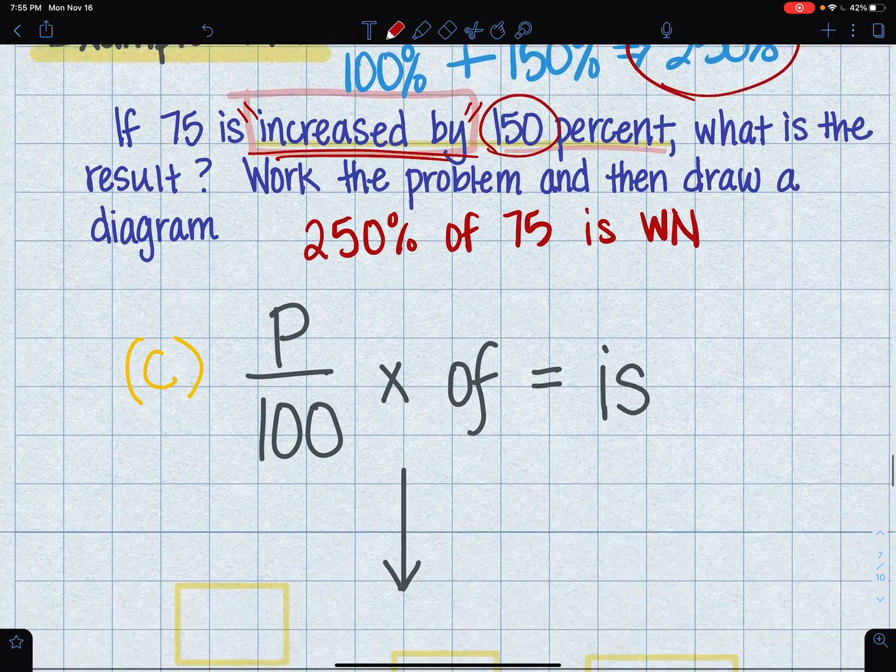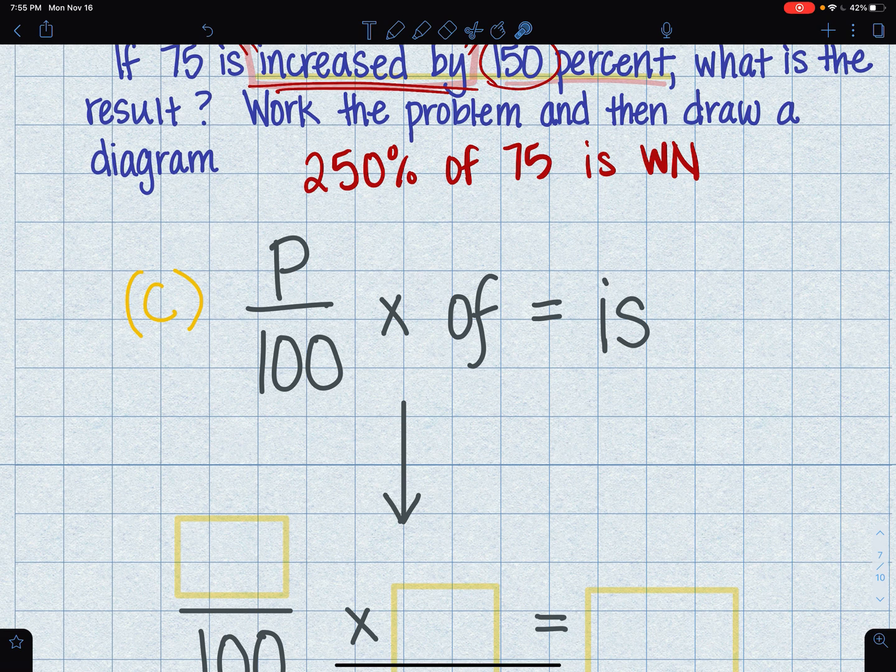Okay, so let's plug in what we know. If we know that 250% of 75 is what number? Okay, so what number is going to go in place of the P? It's going to be 250. Of is going to be 75, because that's the number that we start out with. And then they want to know, what number do we get?